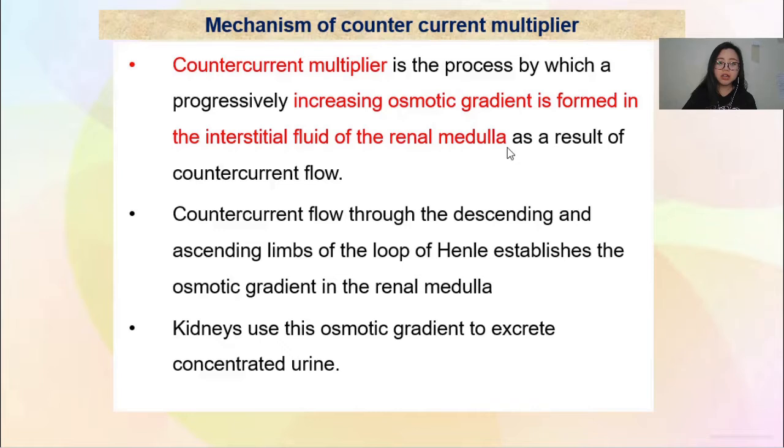So this countercurrent flow through the descending and ascending limbs of the loop of Henle establishes the osmotic gradient in the renal medulla. And kidneys use this osmotic gradient to excrete concentrated urine. The countercurrent flow through the ascending and descending limbs yang menyebabkan ada perbezaan osmotic gradient. Baru air boleh mengalir keluar, barulah kencing kita boleh jadi pekat. Itu maksud ayat-ayat dalam slide ini.